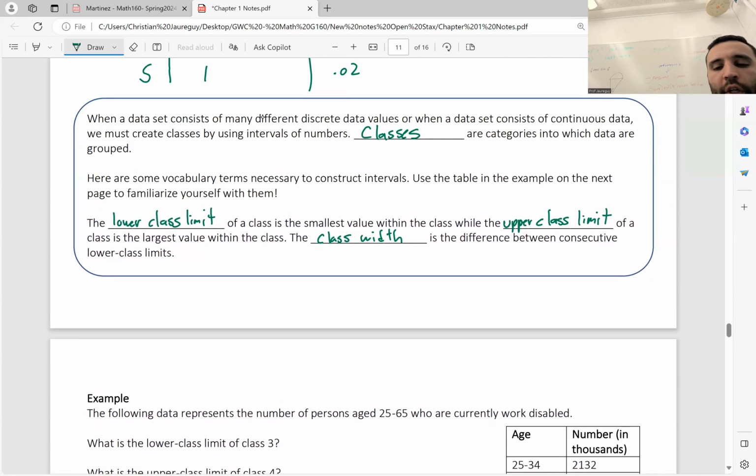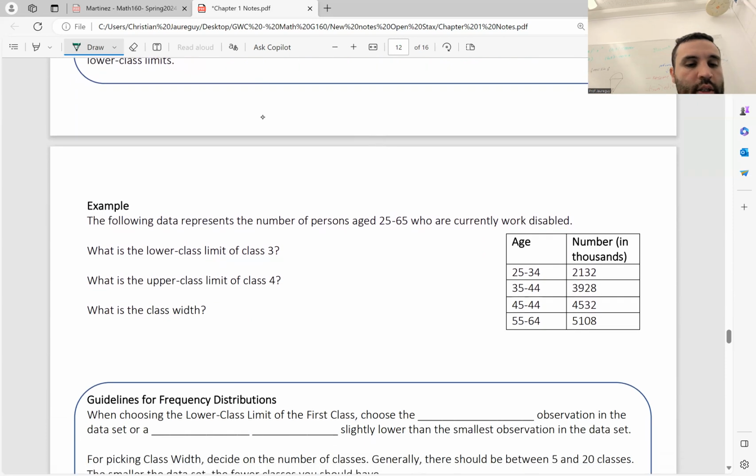So before we start using these classes, let's just make sure this makes sense. I look at this and we have some data for ages 25 to 65. And I look at the third class, and this should definitely say 54. That's a mistake in the notes. What's the lower class limit of class 3? Hopefully, we all nailed that, 45. Upper class limit of class 4, the fourth class, 64. No problem.